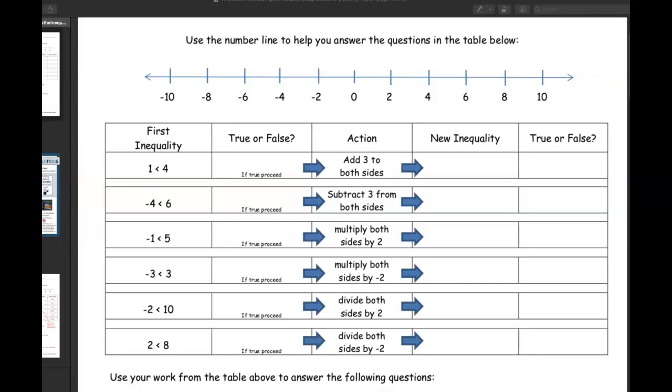The next one says add 3 to both sides. Okay? So I'm going to add 3 to this side and add 3 to this side. So 1 plus 3 is 4, is less than 4 plus 3 is 7. Is 4 less than 7? So I would write true. Down here you will multiply by 5, but they're not by a negative, so you won't switch. It just said the action to do.